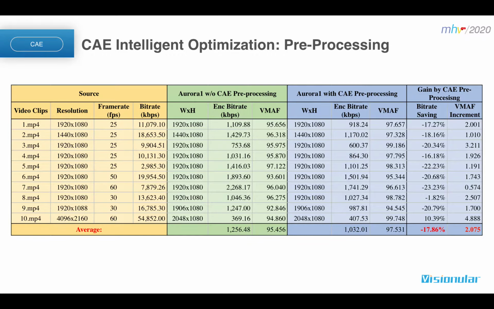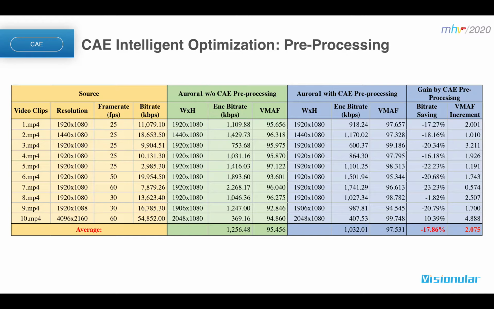There's one 4K. The results show that the use of preprocessing can largely help reduce the bitrate. Overall, on average, we achieved more than 17% bitrate saving. At the same time, measured by the objective quality metric VMAF, we also obtain a VMAF score increment of over 2.